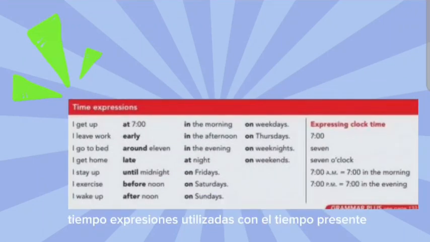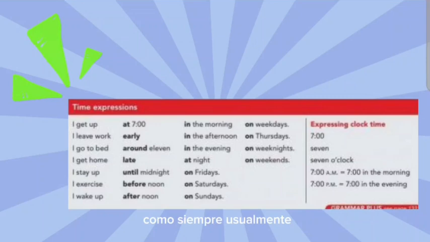Time expressions used with the present simple tense include adverbs of frequency like always, usually, often, sometimes, and never, as well as phrases like every day, on Mondays, and in the morning. These expressions indicate how often or when a habitual action or general truth occurs.